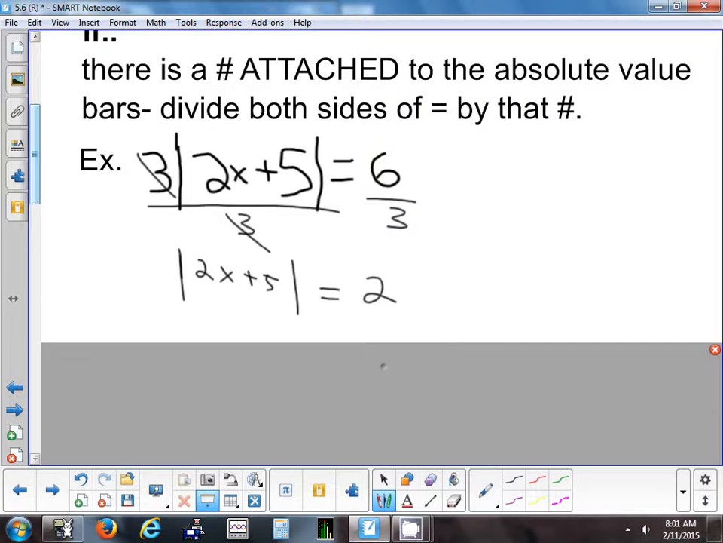This isn't the answer to the equation, but we now have the absolute value equation set up in a way that we can solve it. With that 3 in front of the absolute value like we had, it's not ready to be solved yet.